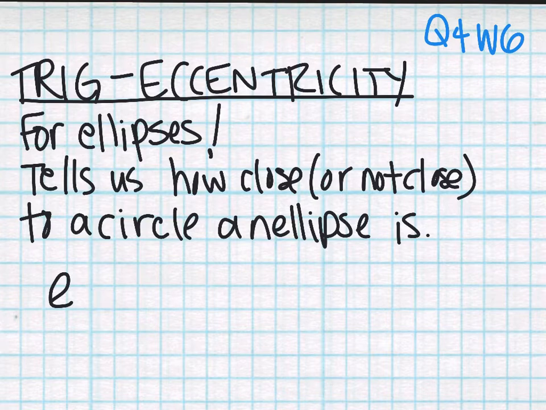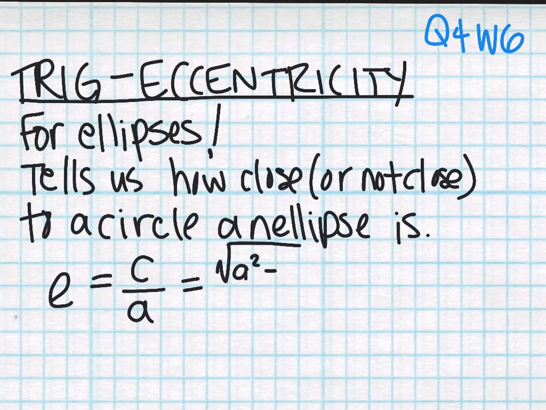So eccentricity is defined as the ratio of C to A. So we don't always have C given to us. C is the square root of A squared minus B squared, divided by A. That is how we calculate eccentricity.